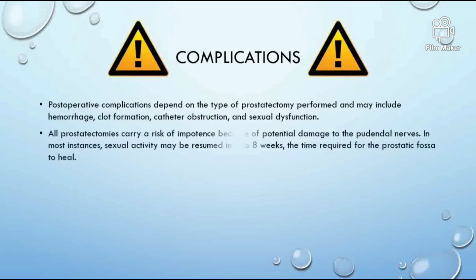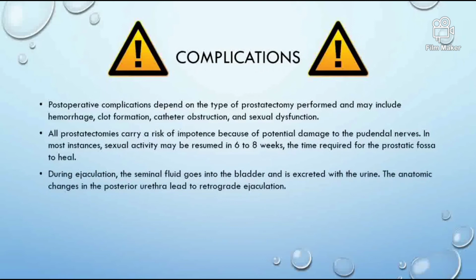So the postoperative complications depend on the type of prostatectomy performed and may include hemorrhage, clot formation, catheter obstruction, and sexual dysfunction. All prostatectomies carry a risk of impotence because of potential damage to the pudendal nerves. In most instances, sexual activity may be resumed in 6 to 8 weeks, the time required for the prostatic fossa to heal. During ejaculation, the seminal fluid goes into the bladder and is excreted with the urine.